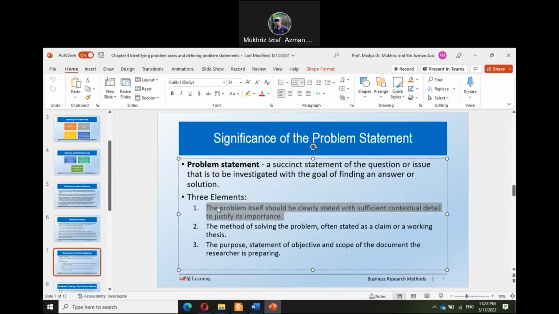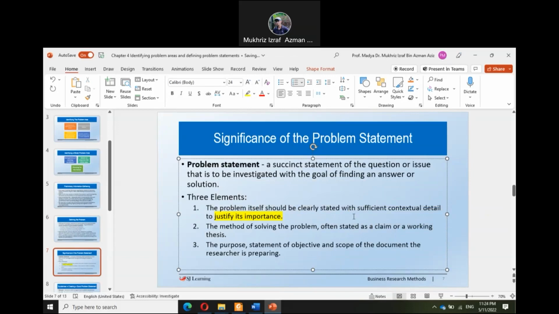I think number one is mainly due to writing skill. And nowadays you have Quillbot or whatever paraphrasing tool that you can use to improve your writing. But it must be written clearly, especially since you want to justify its importance.